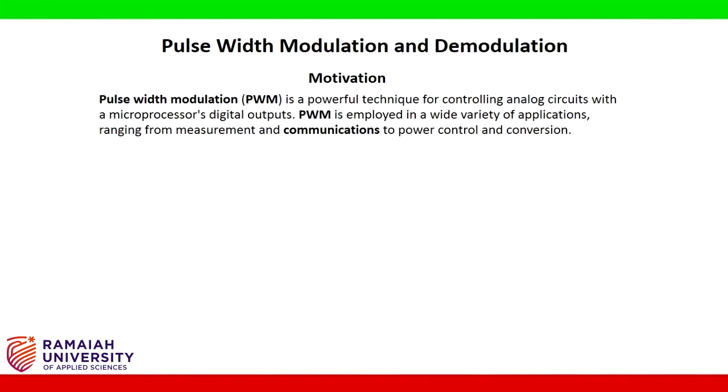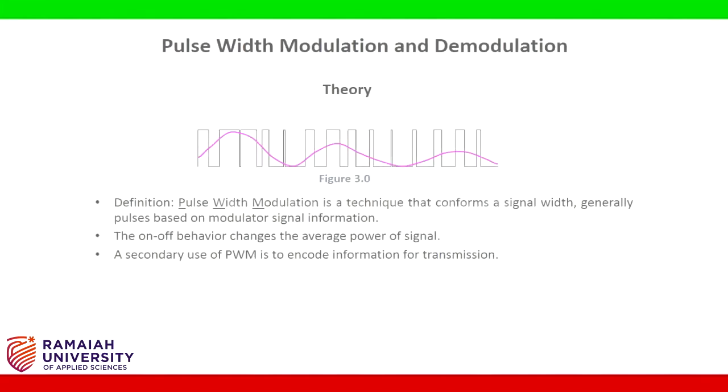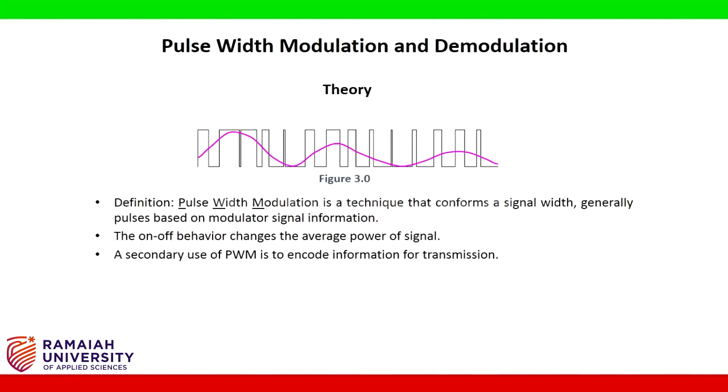PWM is employed in a wide variety of applications ranging from measurement and communications to power control and conversion. Definition: pulse width modulation is a technique that conforms a signal width, generally pulses, based on modulator signal information. The on-off behavior changes the average power of the signal. A secondary use of PWM is to encode information for transmission.